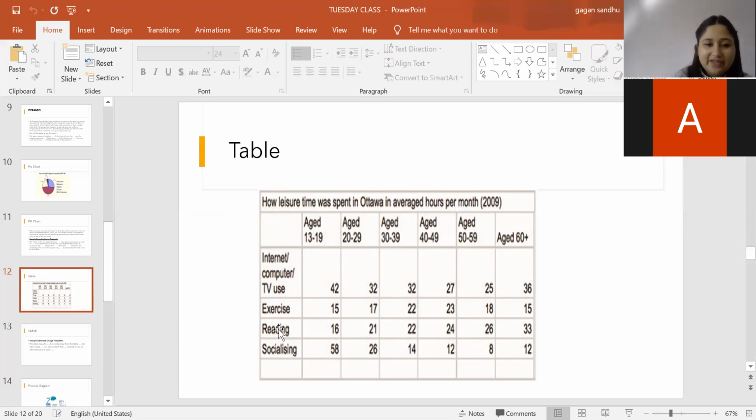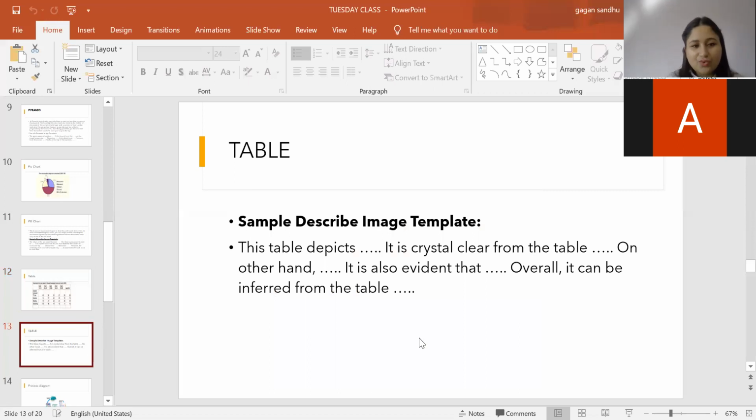Just speak what is there in every column in the first row. What is the heading? The heading, of course, is going to be first, then second, then third, and then just pick any highest, any lowest, and conclude it up. So this is the one which goes with the table, right?